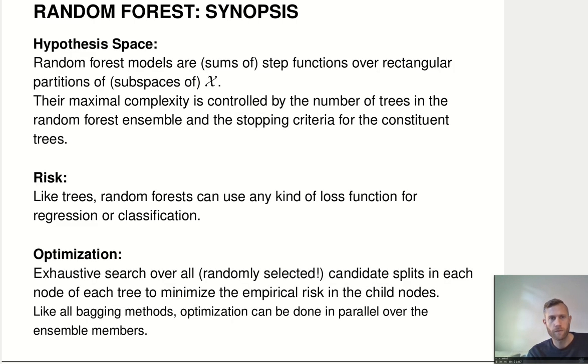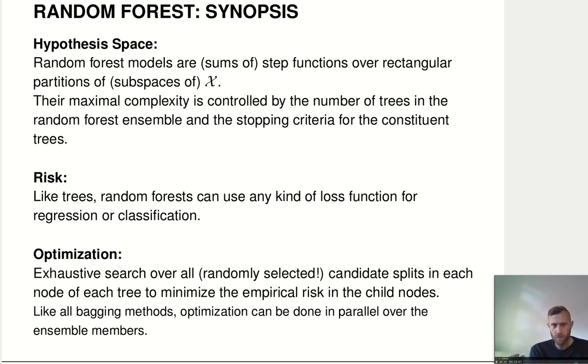All right. So to sum up, what are random forests in terms of our overarching framework of hypothesis space, risk, and optimization? The hypothesis space of a random forest is a sum of step functions over rectangular partitions or subspaces of the feature space. How complicated this step function can become is controlled A by the number of trees in a random forest, and B by how complicated each of these trees is allowed to become, so by the stopping criteria used to construct the trees in the ensemble. But in general, random forests can recreate very, very complicated step functions. So that's the hypothesis space: basically, step functions over the feature space.